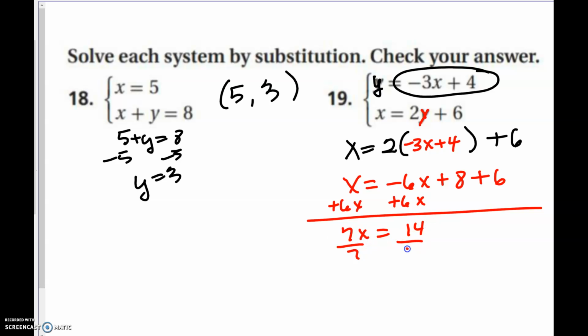So let's divide by 7, and x is 2. So I have half my answer, 2 comma something. So let's put a 2 in here for x. So we have negative 6 plus 4, and I get a negative 2.